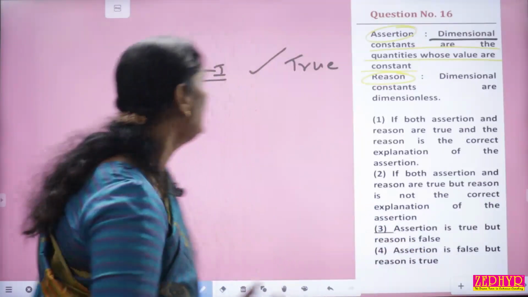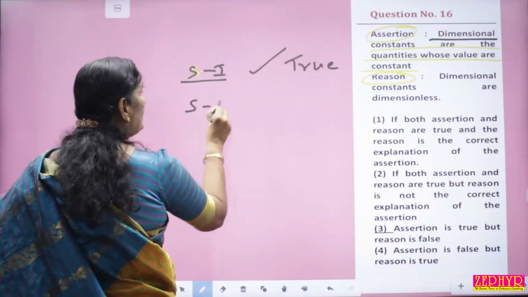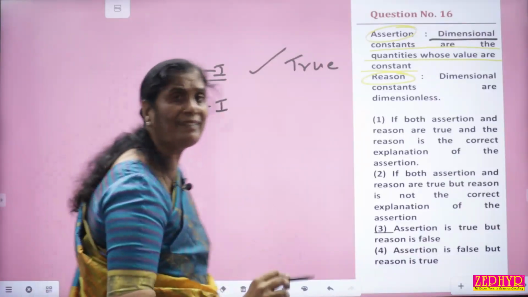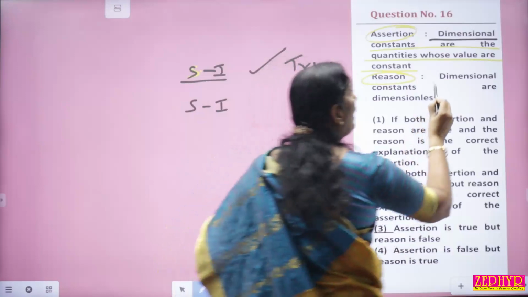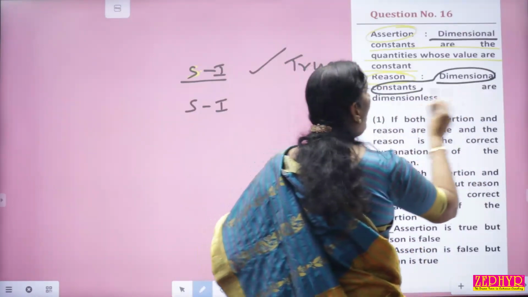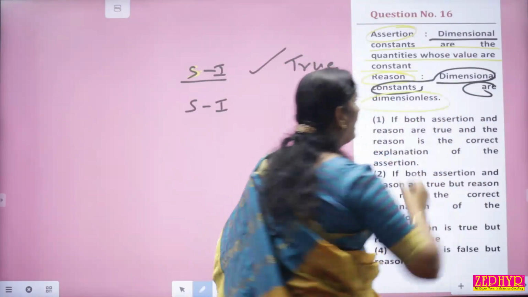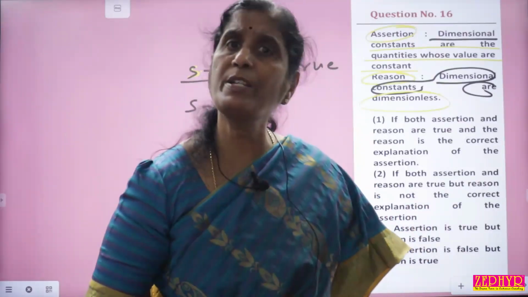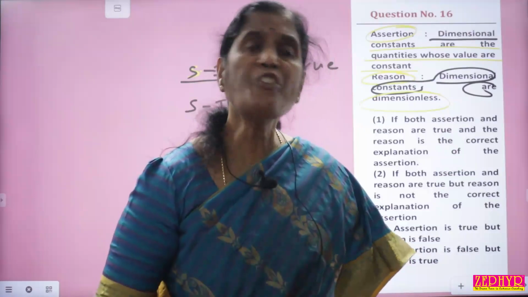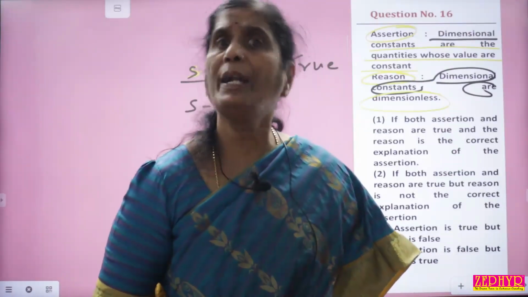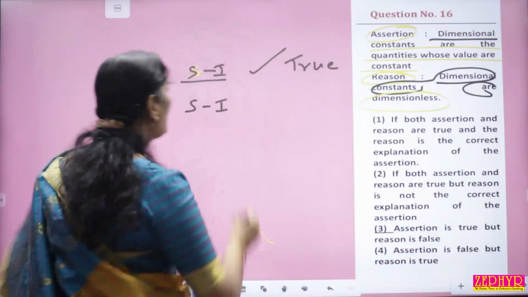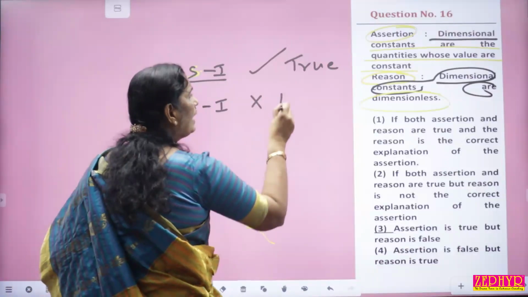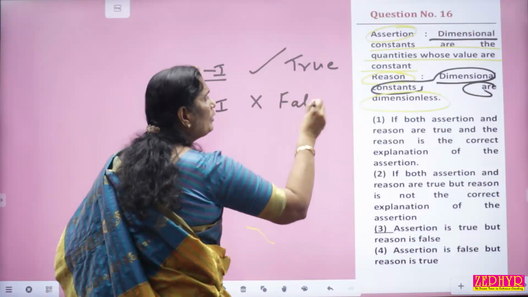Next, see the second statement. Think that it is a statement, don't think that it is a reason. Dimensional constants are always dimensionless. Who said dimensional constants are dimensionless? Gravitational constant has a dimensional formula. Velocity of light is a dimensional constant, but it has a dimensional formula. So the second statement is wrong. That's all.